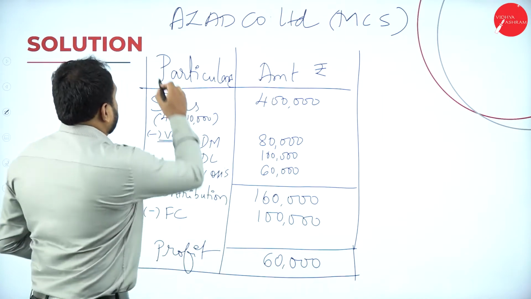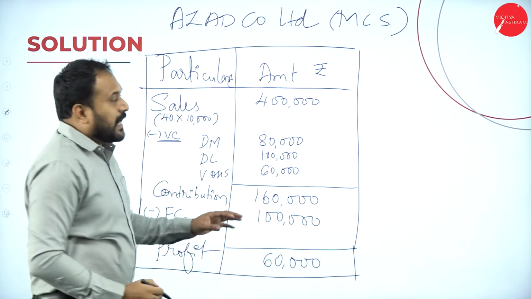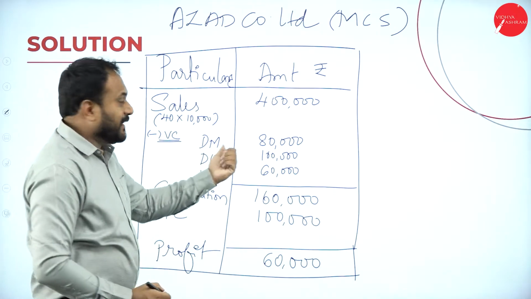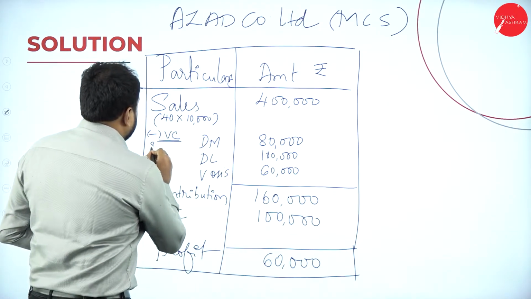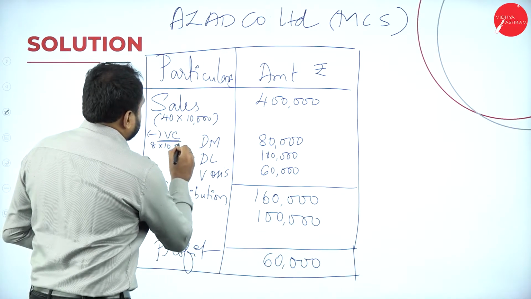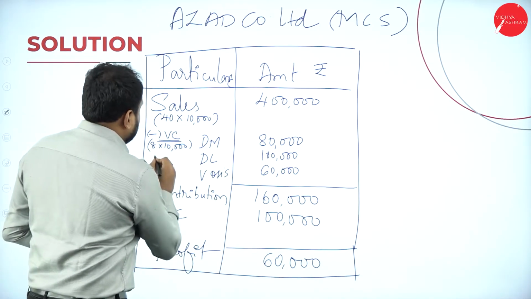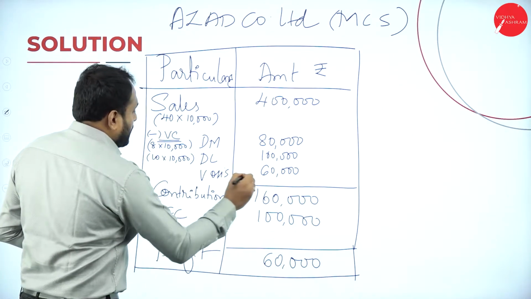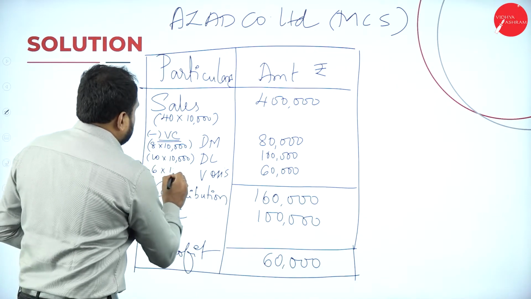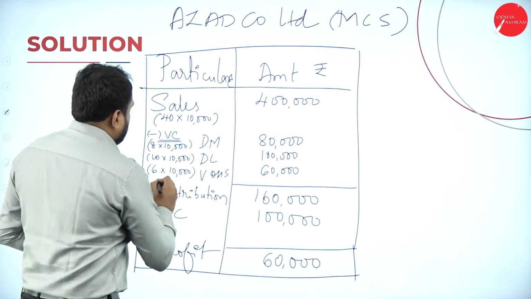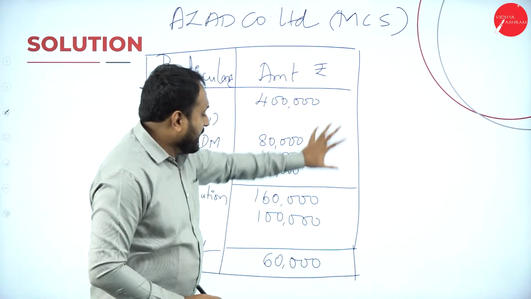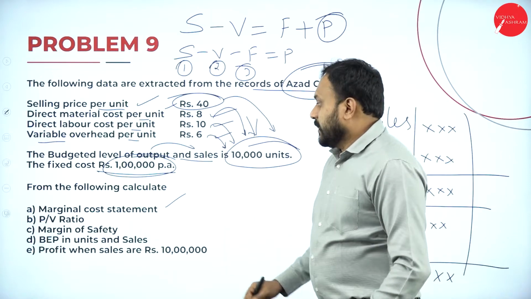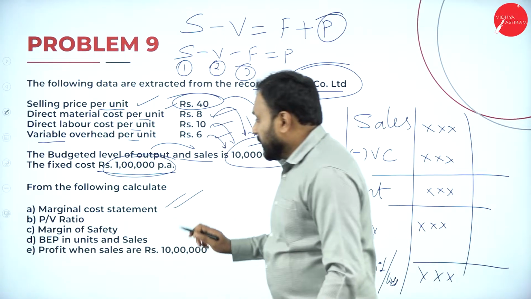This entire thing, what you go with, that is your marginal cost statement. So what exactly have we done here? 8 into 10,000, we'll write here 8 into 10,000. Here it is 10 into 10,000. If you need to understand, then it is 6 into 10,000. So this is what we have done. The entire statement is called marginal cost statement. So the marginal cost statement is done.